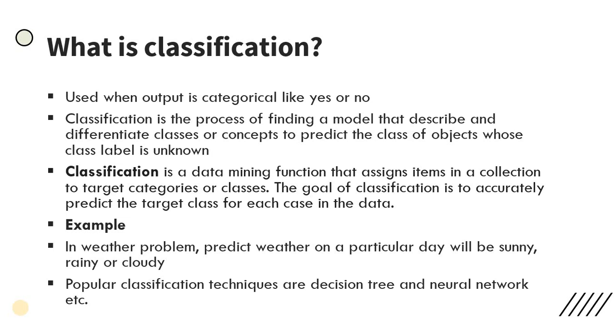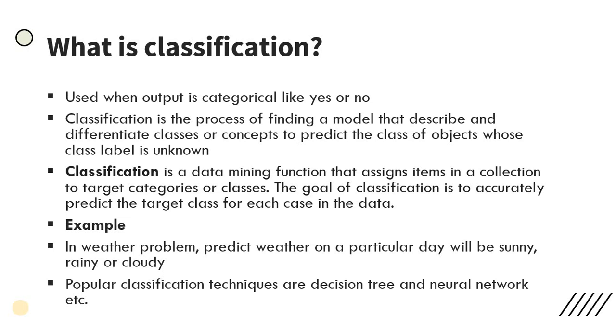Classification is a data mining function that assigns items in a collection to target categories or classes. First, we give training to the model, and that is called model construction. After that, we get results from that model. Here it divides the objects into their particular classes. The goal of classification is to accurately predict the target class for each case in the data.